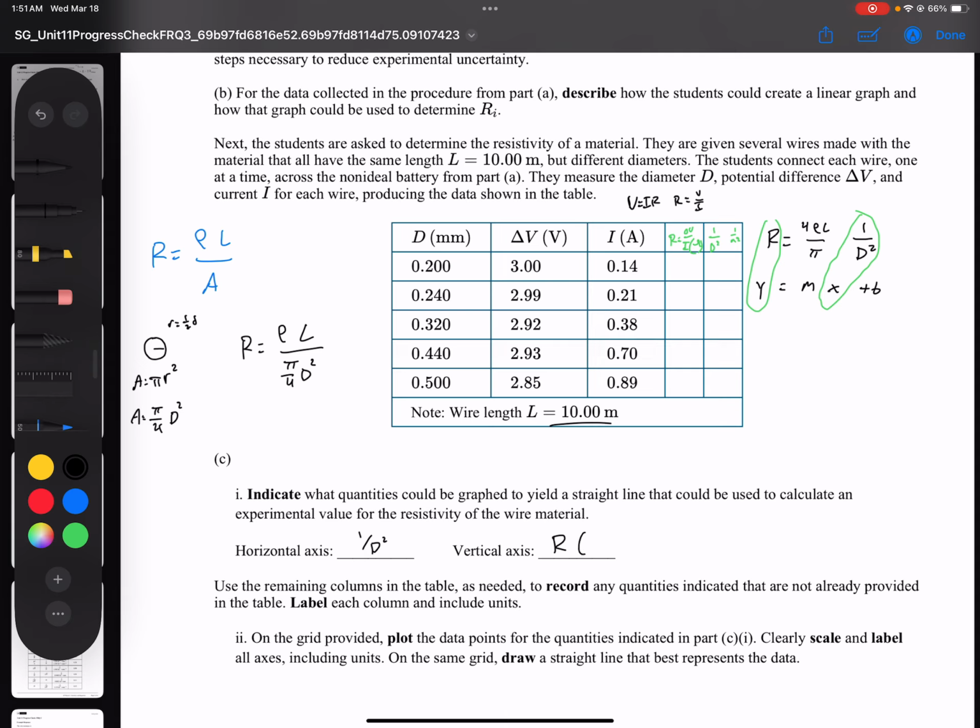That's the basic idea. We can also write this as delta V over I, right? So they have a lot of possibilities. On the scoring guideline for these, they're not super sticklers when it comes to how you represent the data, or whether or not you put the independent variable on the horizontal. If you mix them up, you still get credit as long as you do it right.